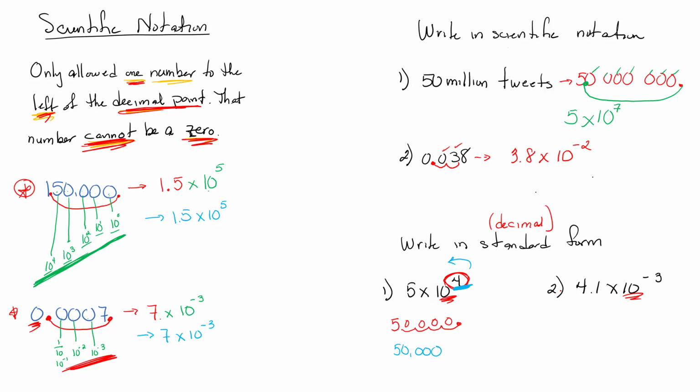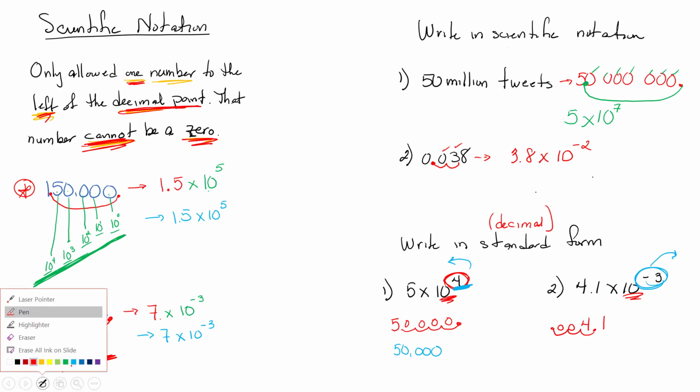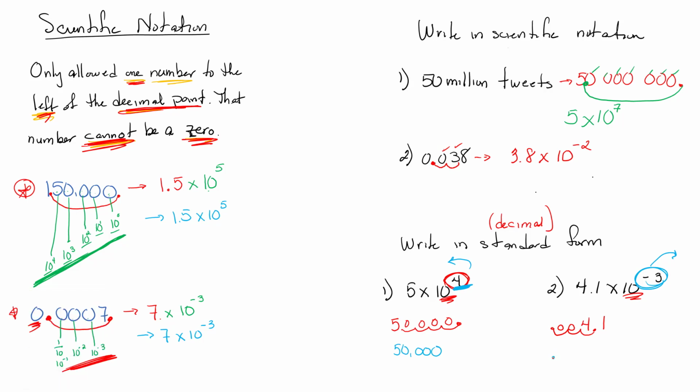Okay, so look at problem number 2. My power is negative, which means I originally moved to the right. So, to undo the move to the right, you've got to take your decimal point and you've got to move it to the left, and in this case, 3 times, which means, again, I have empty places, so I need to fill them in, and I fill them in with zeros, which means my final answer is 0.0041. How you doing? Cool?